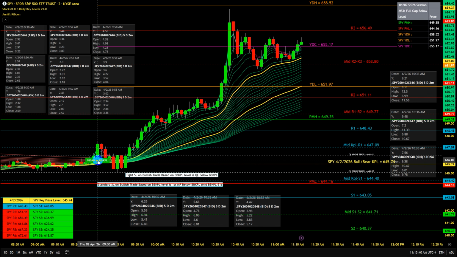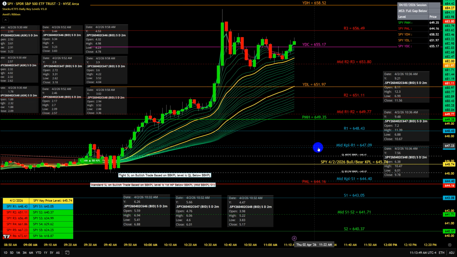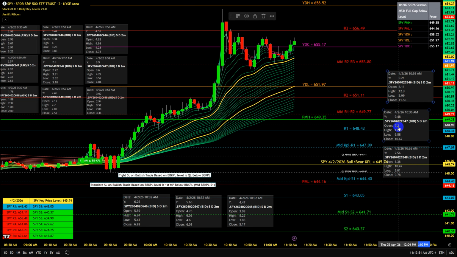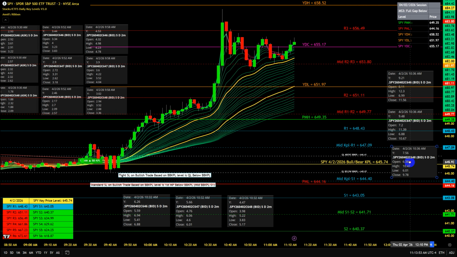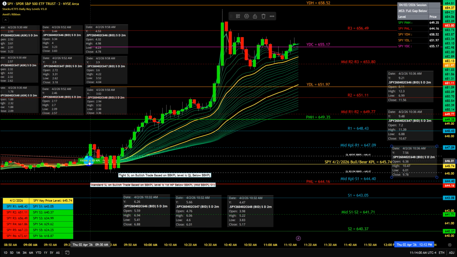Now with this indicator, you have a 9:30 a.m. opening candle alert on the BBKPL level. That is short for the bull bear key price level, which for today's session is 645.74. So we have this opening candle alert.